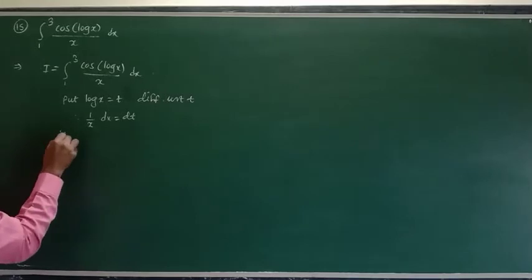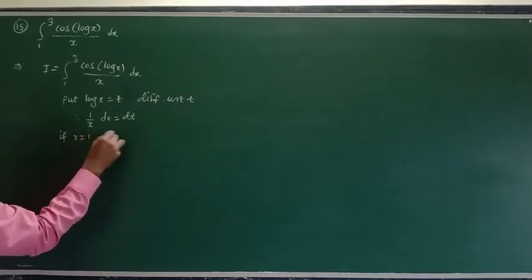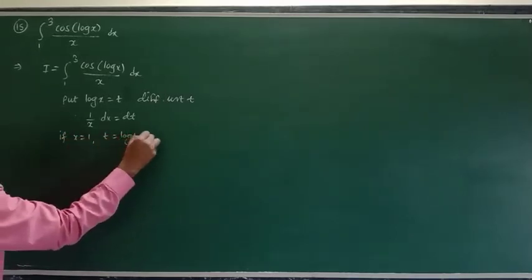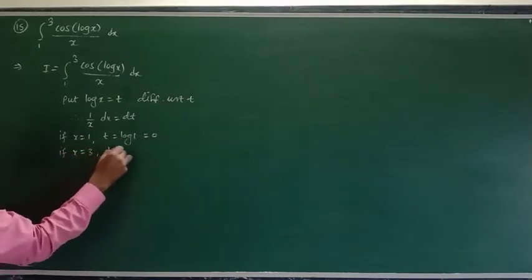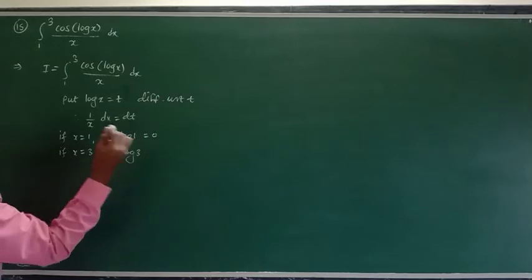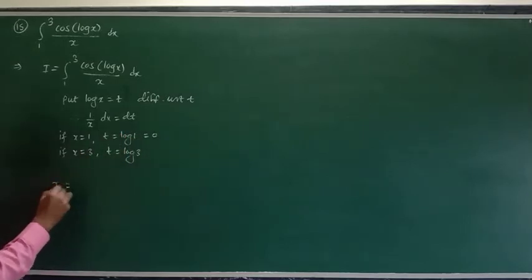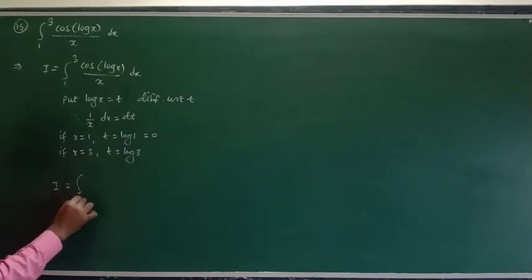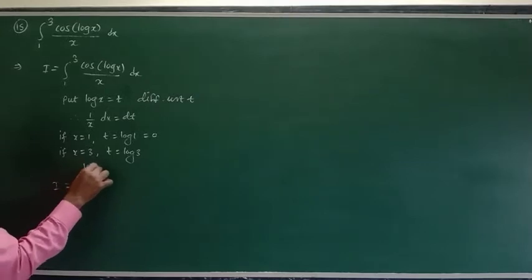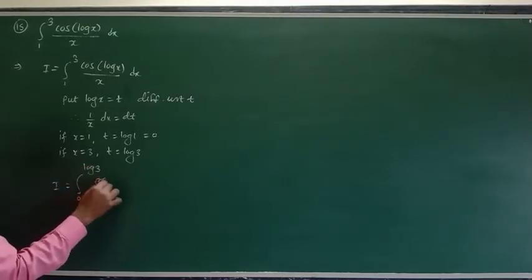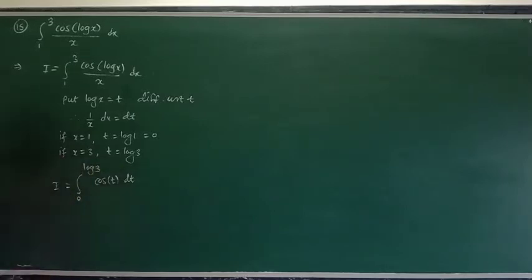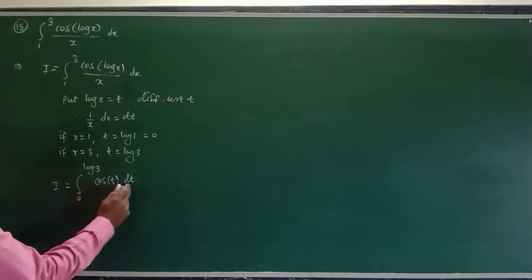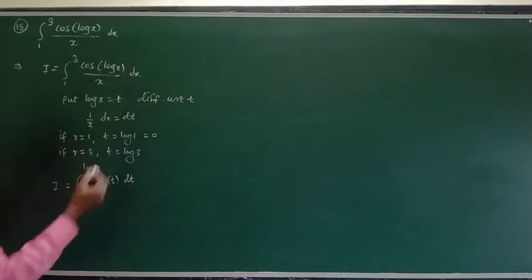Now the limits. If x is equal to 1, t is equal to log 1, whose value is 0. And if x is equal to 3, then t is log 3. Now the definite integral is from 0 to log 3 of cos t into dt, since 1 upon x dx is dt.